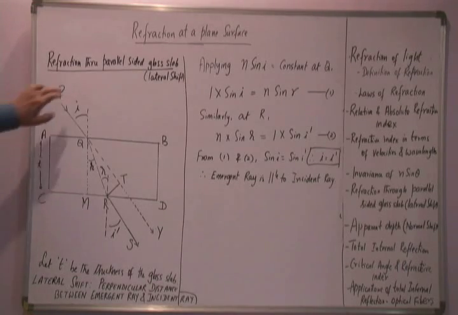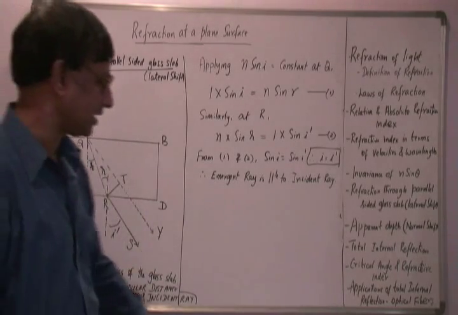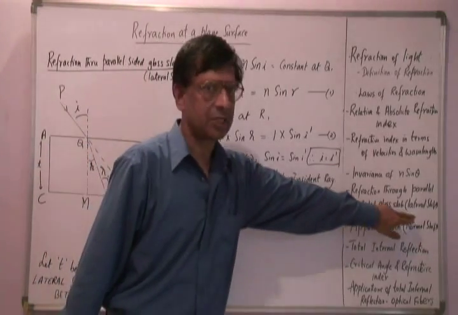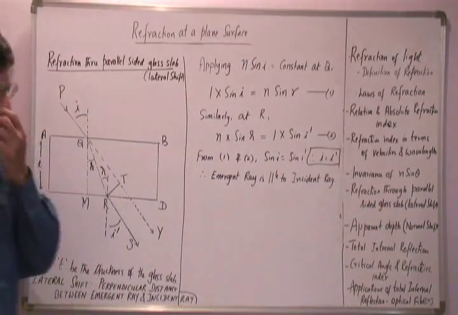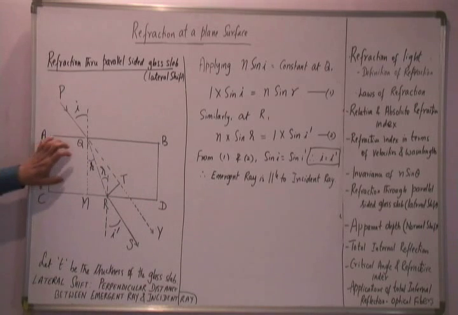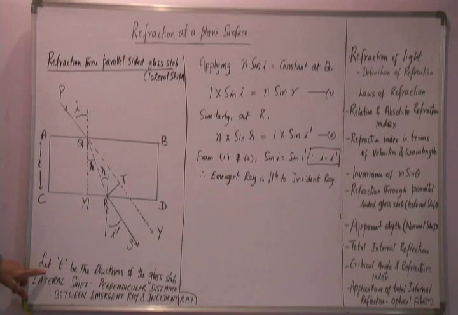Let us now discuss refraction through a parallel sided glass slab. We will also derive an expression for what is known as lateral shift. So consider this diagram wherein ABCD represents the glass slab of thickness T. Note that I mentioned here T is the thickness of the glass slab. Effectively T is equal to AC.